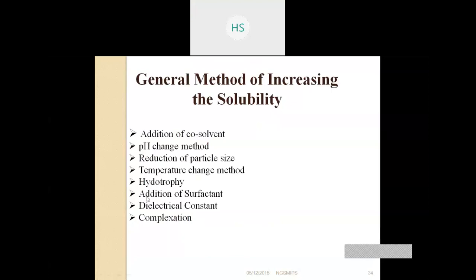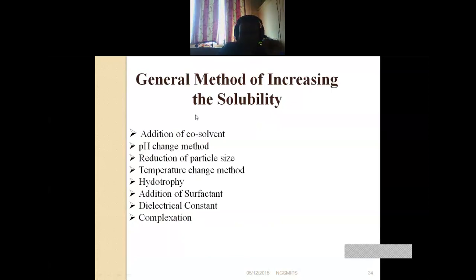So this is the main method. These are the 8 methods involved in increasing the solubility. We have to modify all the formulations. If we go by their properties only, we cannot prepare a drug. If paracetamol or acetylphenol is not soluble in water or any solvent, we have to increase the solubility so that it becomes soluble.